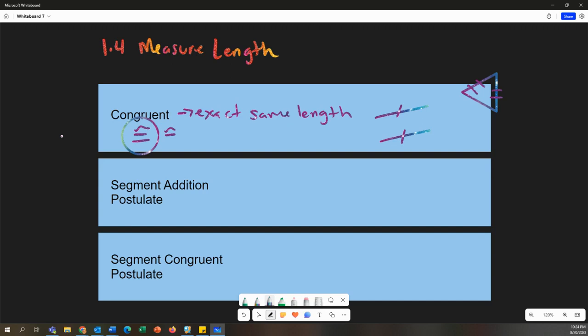Segment addition postulate means you add the two small pieces to make it a whole. So let's say we have this segment right here. We'll call this A, B, C. So segment addition says the two smalls equal the whole. So AB is our first piece, this guy, plus BC, so the second little piece, equals the whole thing, which is AC.